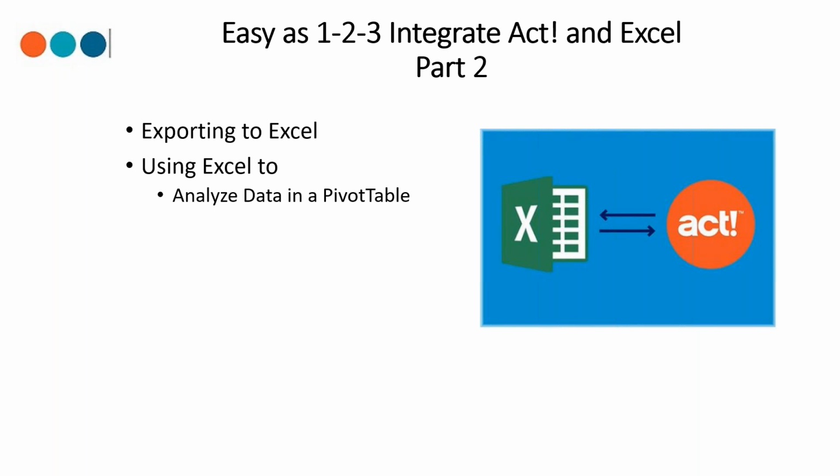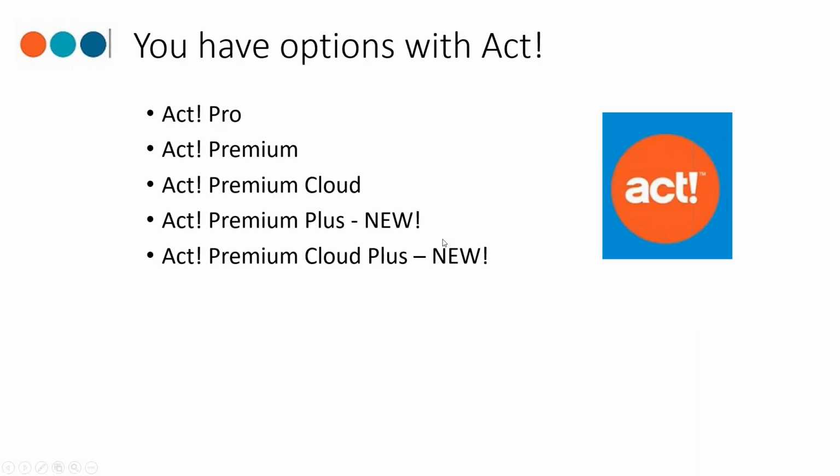Again, pivot tables are going to analyze your data in various ways. ACT is a great tool for collecting the data, and then we're going to use Excel to analyze the data. I'm using ACT Premium, but you have different options with ACT, and everything that I'm showing you today with the pivot tables is available in a different version. So there's ACT Pro, Premium, Premium Cloud, Premium Plus, and Cloud Plus. Different options for your business.